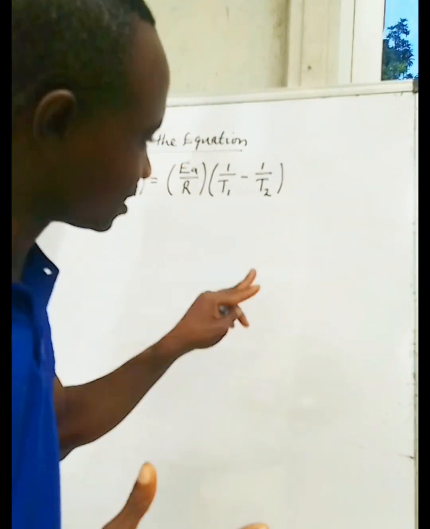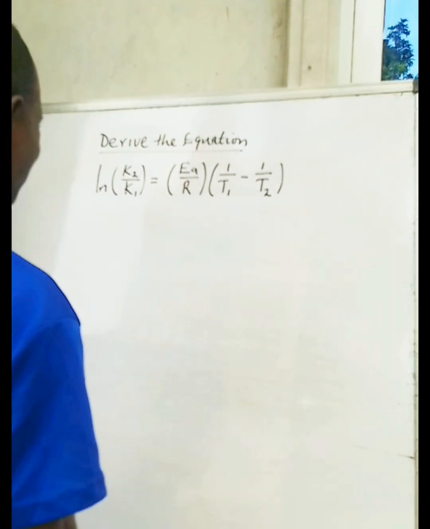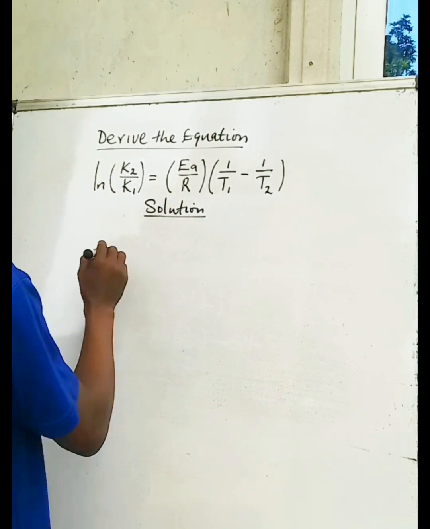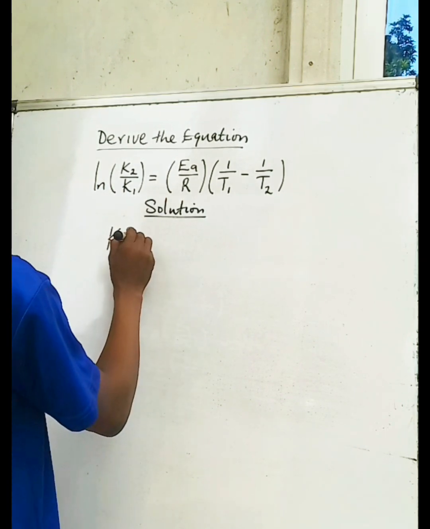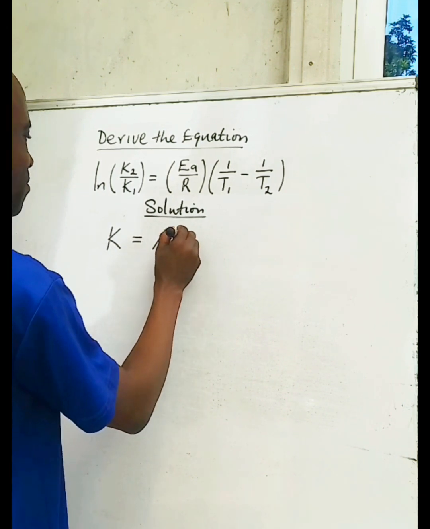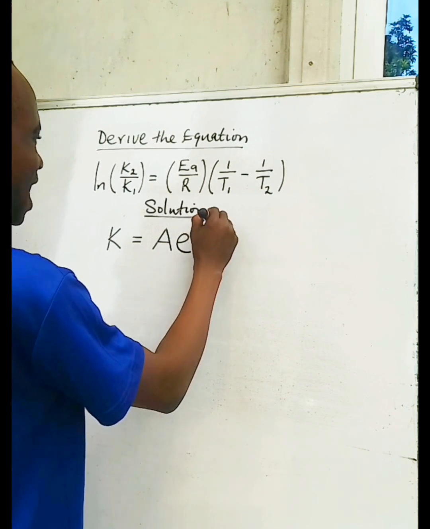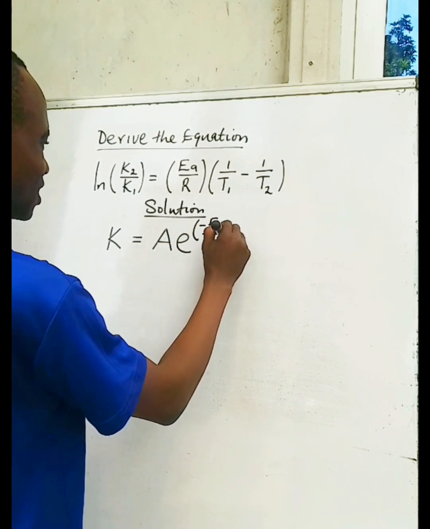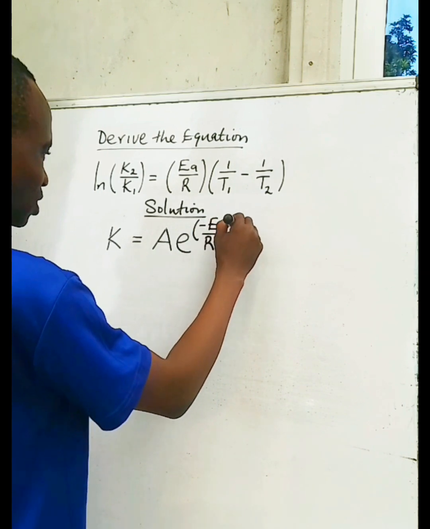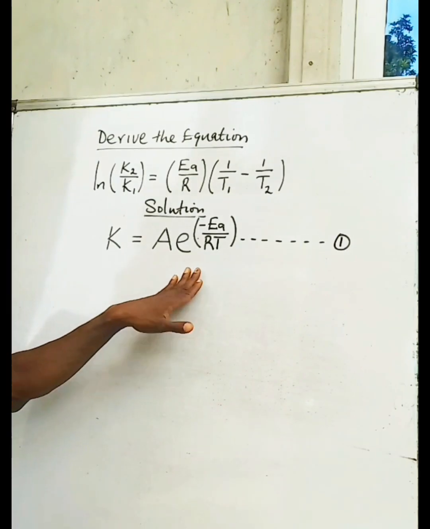Now, to derive this equation, we must remember that this equation resembles an equation called the Arrhenius equation. The Arrhenius equation states that the rate constant of a reaction equals the frequency factor A times the base of natural logarithm e raised to the power minus activation energy of the reaction divided by molar gas constant times absolute temperature. We are going to call it equation 1 because from this Arrhenius equation we derive this equation.